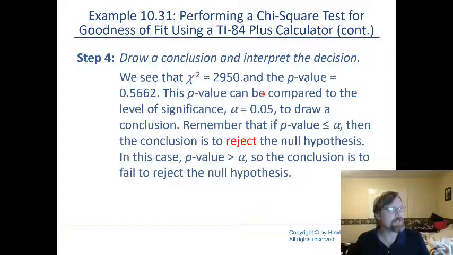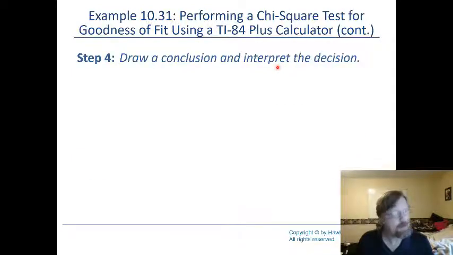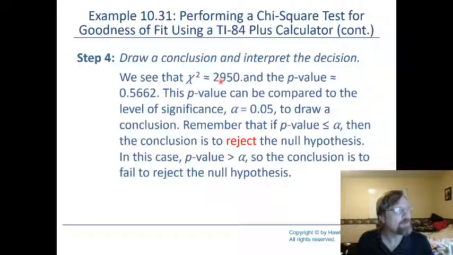So chi-squared is... Did I miss something? 2.94. Okay, they've got the decimal place misplaced here. It should be 2.95, not 2950 point. So please note the typo here.